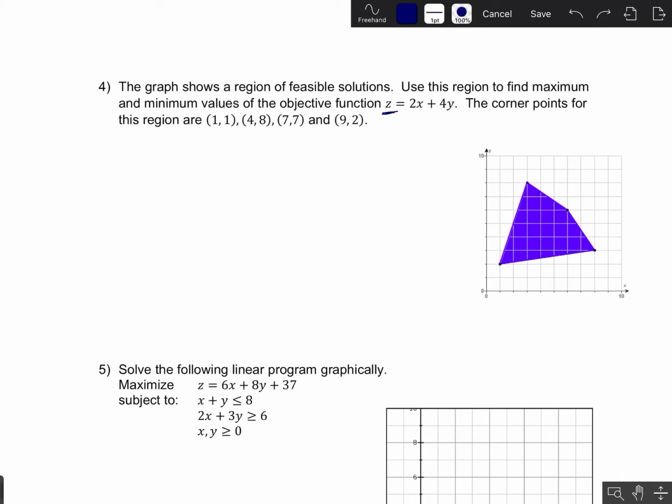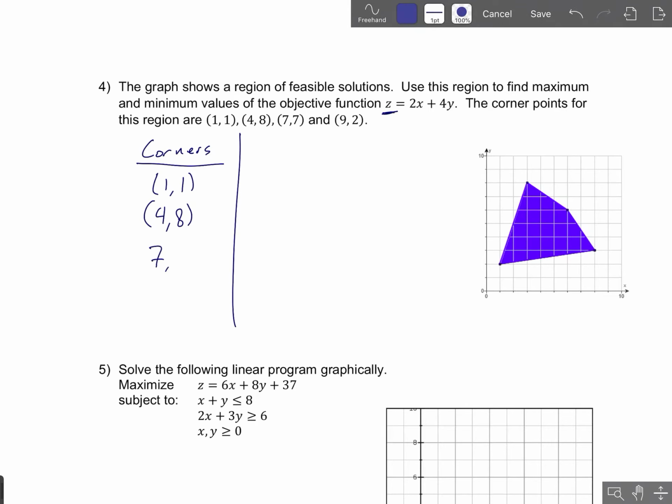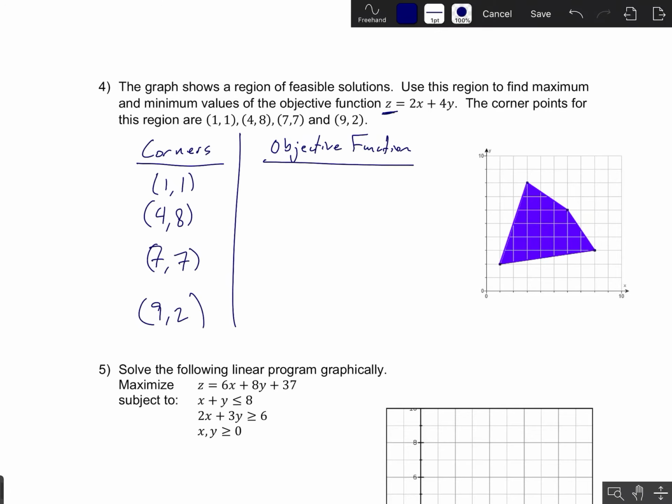And what's interesting is that the maximum and minimum are guaranteed to occur at one of these corners. So we only have to test these corner points. So I'll list the corners. The corners are (1, 1), (4, 8), (7, 7), and (9, 2). You could just read those off from the graph, but they've been nice to us and just told us what those corner points are. And now we will test our objective function at each of those points to see which one of them gives us the max and which one gives us the min.